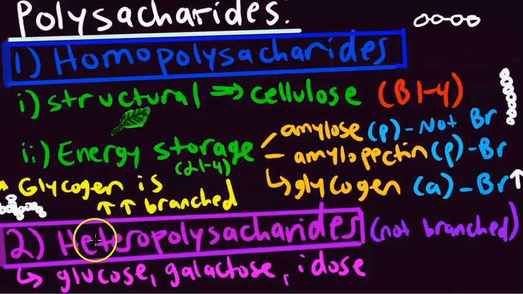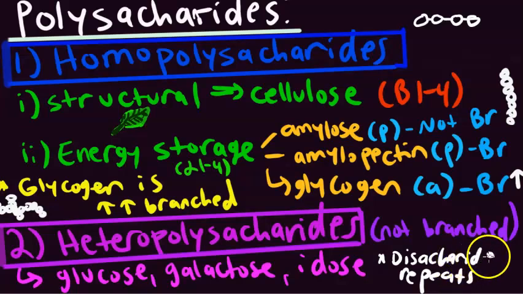The second big group is heteropolysaccharides, which contain disaccharide repeats. So disaccharide means there are 2 sugar units and they repeat. And the sugars can be either glucose, galactose, or iduronic acid. And these can also have amino groups, acid groups, or sulfate groups on them. These are not branched, have variable links, and play a structural role in animals. So like glycogen played an energy storing role in animals, these guys play a structural role in animals.